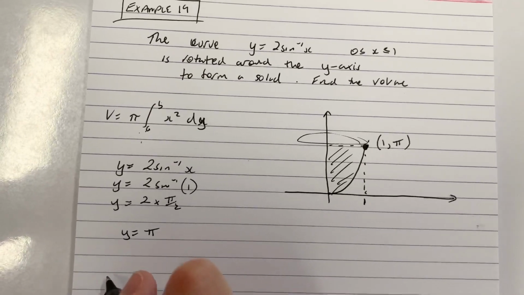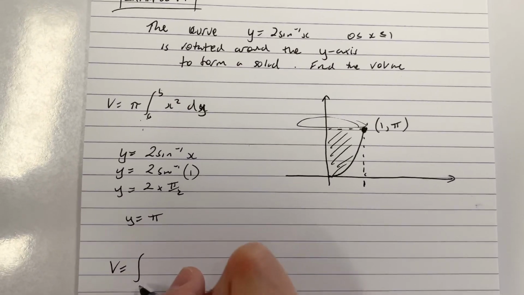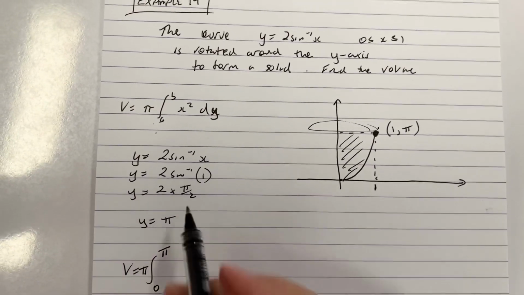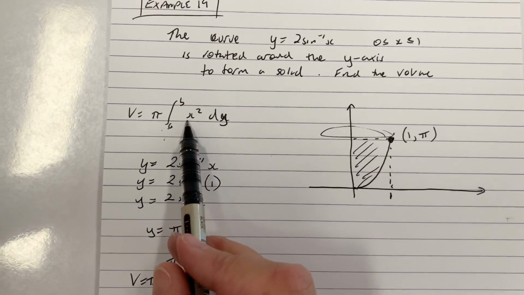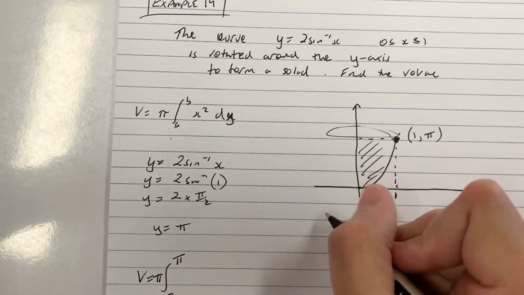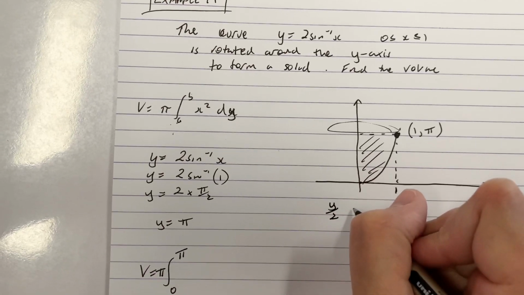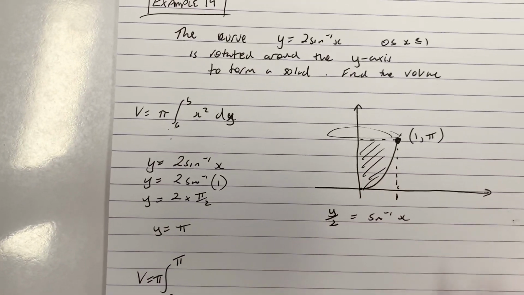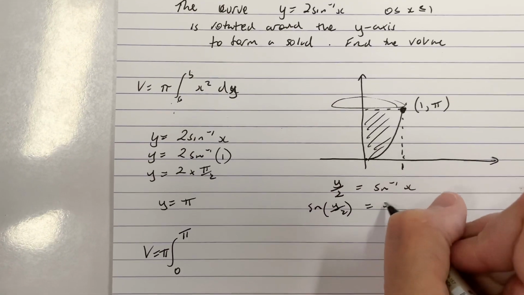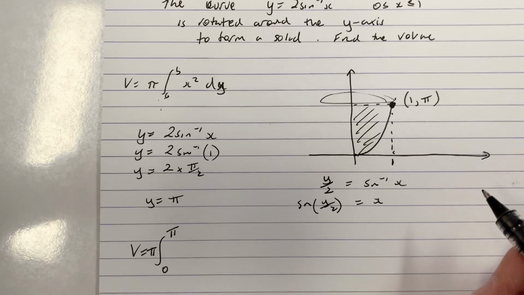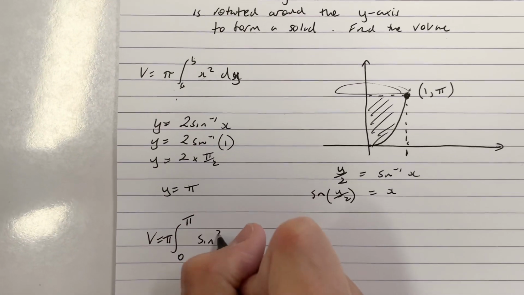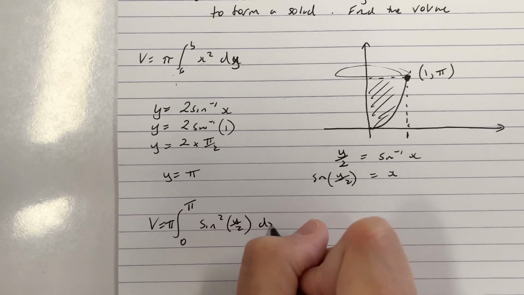So when we come to here, we're going to go, okay, my volume equals pi, from 0 to pi at the front, and I need x squared. Now my graph is given in terms of y, so we need to change that and make it y on 2 equals sine negative 1 x. Therefore, sine of y on 2 is x. So of course we need x squared in here, so there'll be sine squared of y on 2 dy.